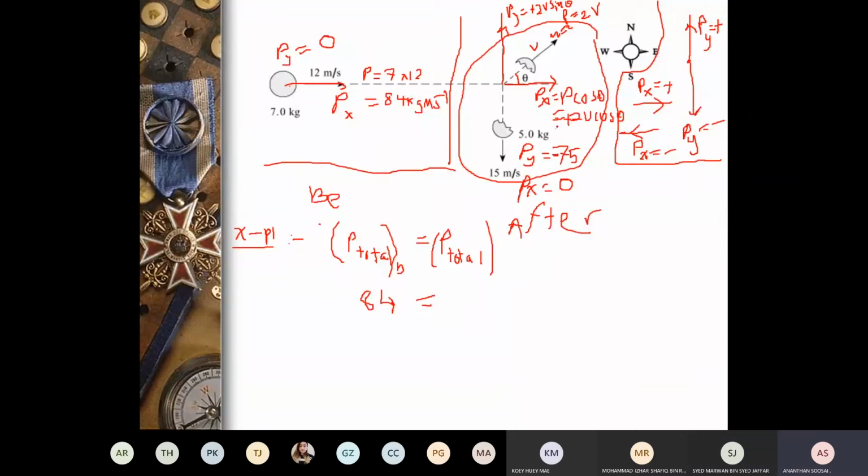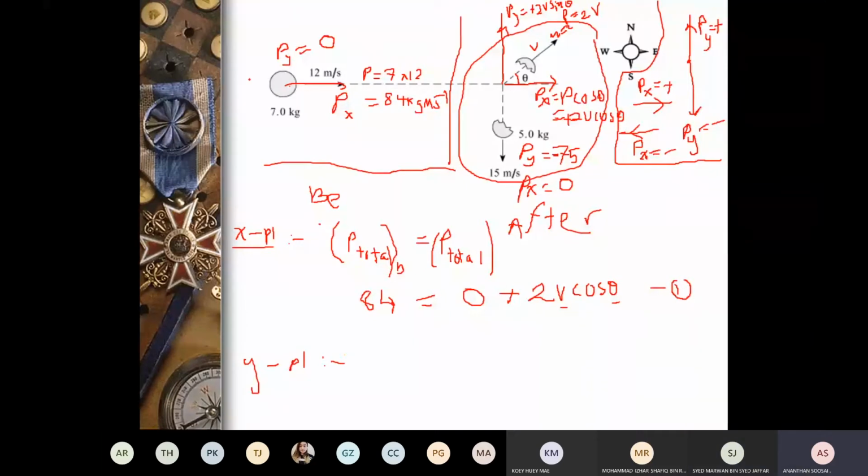After the collision, how much is the total px value you have? So this is the 5 kg. For the 5 kilogram, what is the px value? 0. Plus, what is the px value for the second body, the 2 kilogram? The px value is 2v cos theta. Okay, so this is the first formula. You are looking for v and theta. Of course, as I said, this one equation is not enough because there are two unknowns. So we get another equation from where? From the y plane.